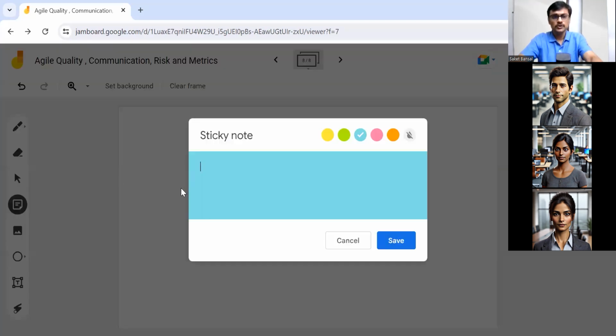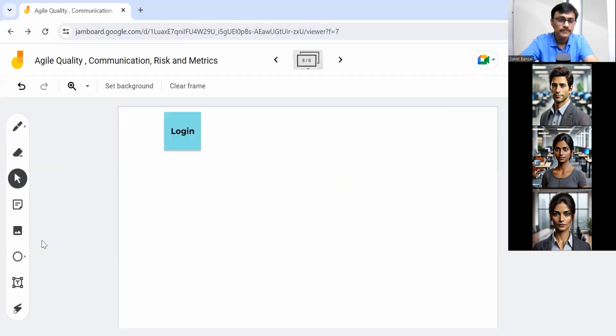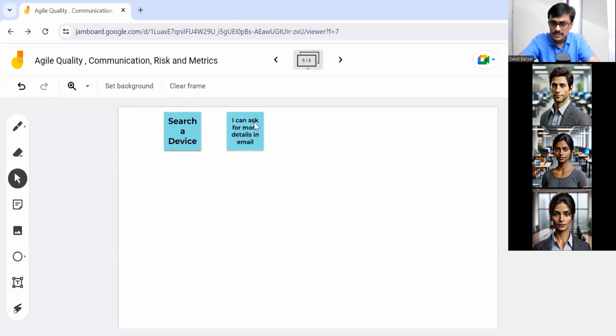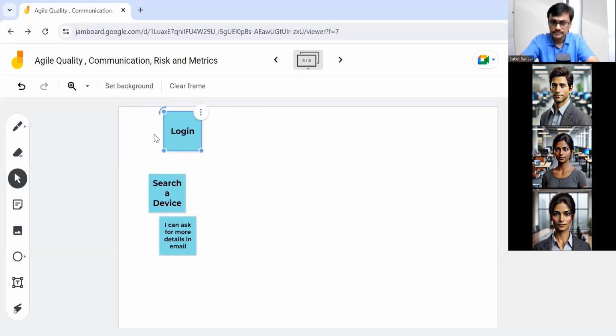So say I want to do a login in my B2B mobile. Yeah, login, that's one requirement. Then there could be another requirement where I can search a device. And then the third could be I can ask for more details in email, for example. So these all are user stories. These are requirements. So the customer is giving us these requirements.